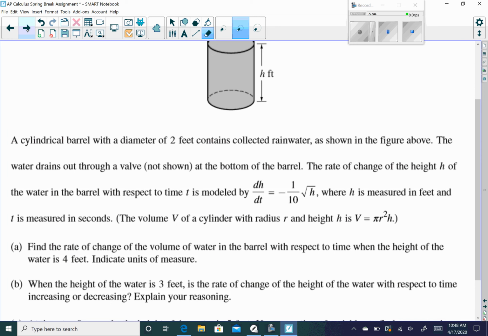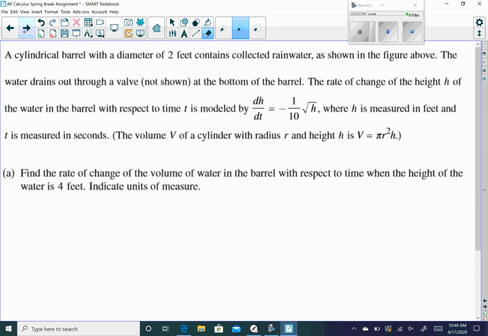So let's take a look at part A. Again, this is no calculator. We want to find the rate of change of the volume of water in the barrel with respect to time when the height of the water is 4 feet. Again, it reminds us to indicate the units of measure, so you can get an easy point for that or lose a point if you forget that. So right now we want to know what dV over dt is, so this is a related rates problem.